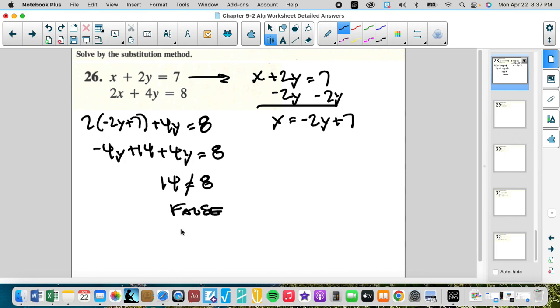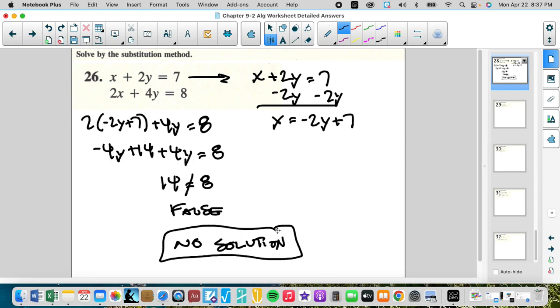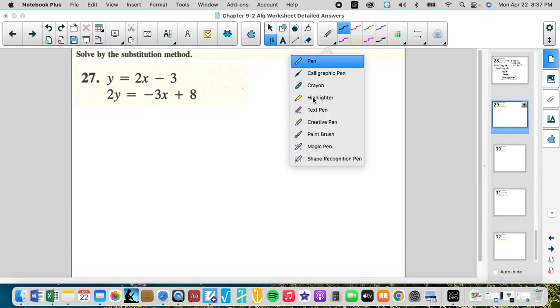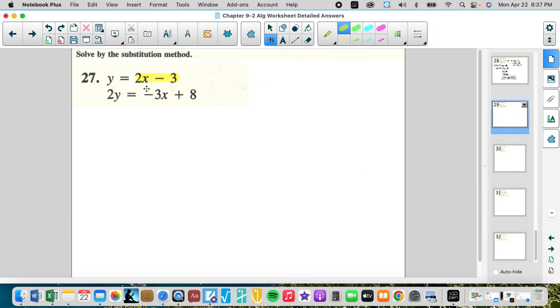Since it's false, that means it does not intersect in any place. So my answer is no solution. These are parallel lines. If we had solved for y, we would have seen that they had the same exact slope with different y-intercepts. Remember, they have to not only have the same slope, but different y-intercepts mean that they're parallel to each other. So this is already isolated. We're going to plug it back into the y value here.